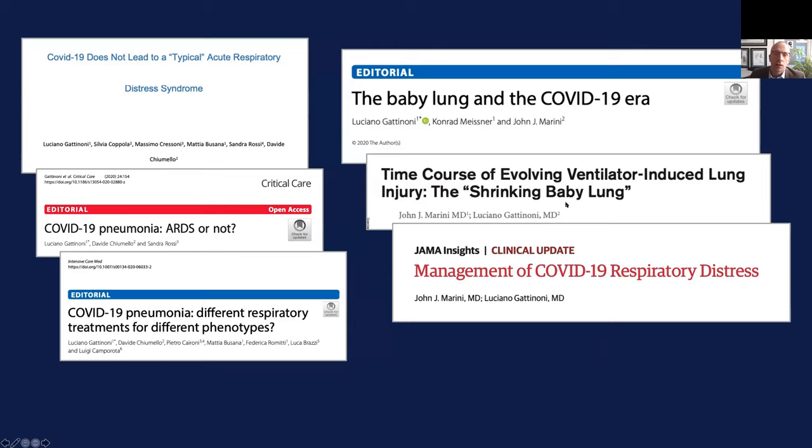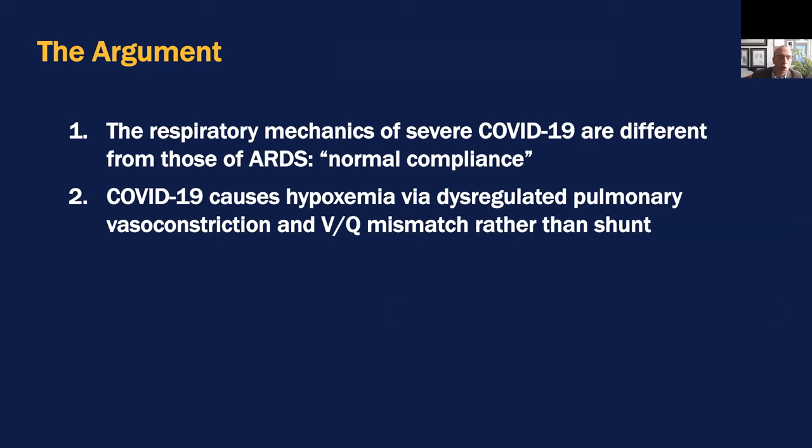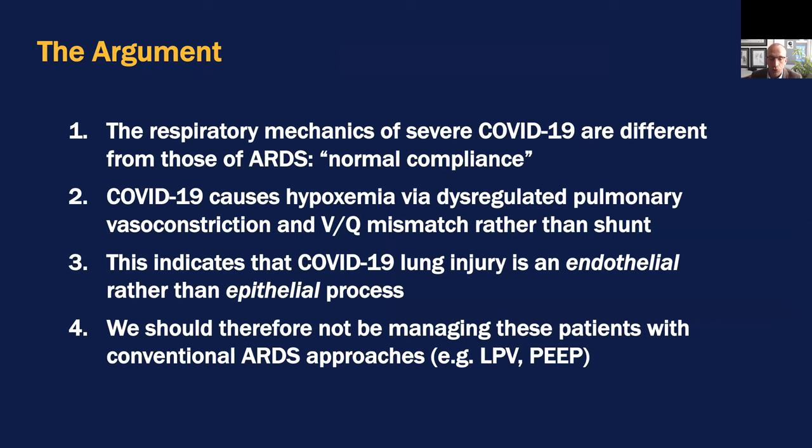And the argument is this: the respiratory mechanics of severe COVID-19 are different from those of ARDS, and he uses the phrase normal compliance or near normal compliance. He says COVID-19 causes hypoxemia via dysregulated pulmonary vasoconstriction and VQ mismatch. Basically says there's going to be a lot of dead space rather than shunt in these patients. This indicates that COVID-19 lung injury is an endothelial rather than an epithelial process. So this is not the classic epithelial injury we should be seeing in ARDS, but rather some other process. And therefore, we should not be managing these patients with conventional ARDS approaches like lung protective ventilation and our standard PEEP table.